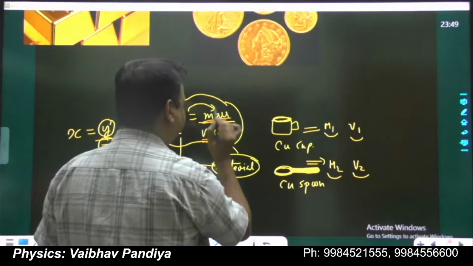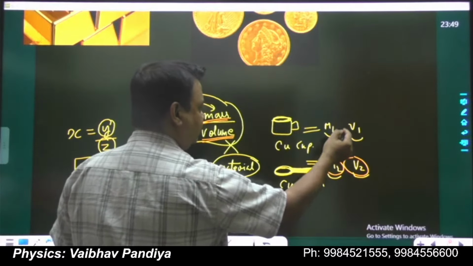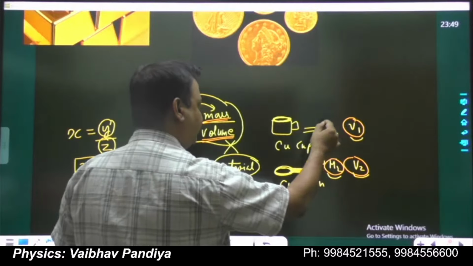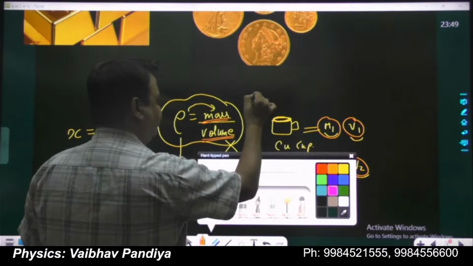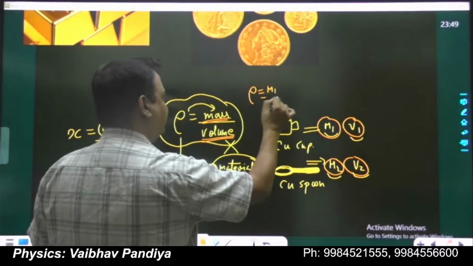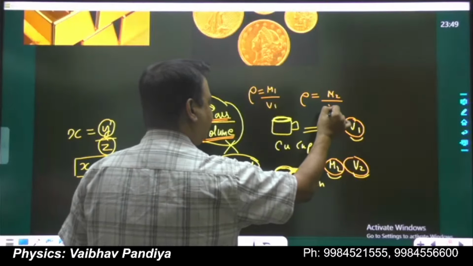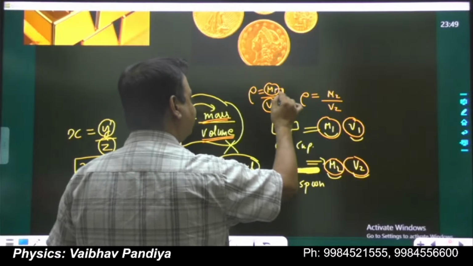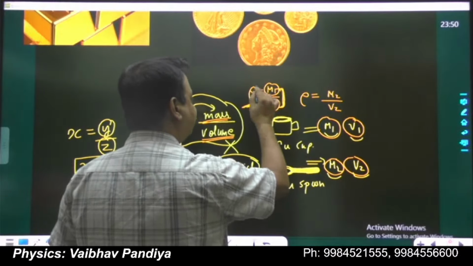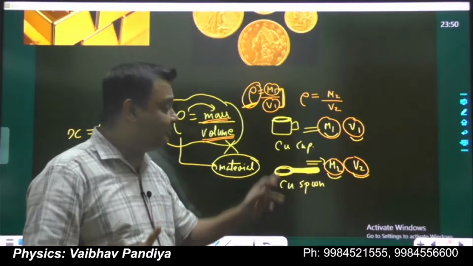the mass is also changing. Say the spoon has different volume, different mass. The cup has different volume, different mass. But the density of copper will remain the same. The density of the cup will be m1 by v1, and the density of the spoon will also be rho, that is m2 by v2. So mass is changing, volume is changing, but the ratio of mass and volume is not changing. That is the density. So density is basically the property of the material, not the property of the object.